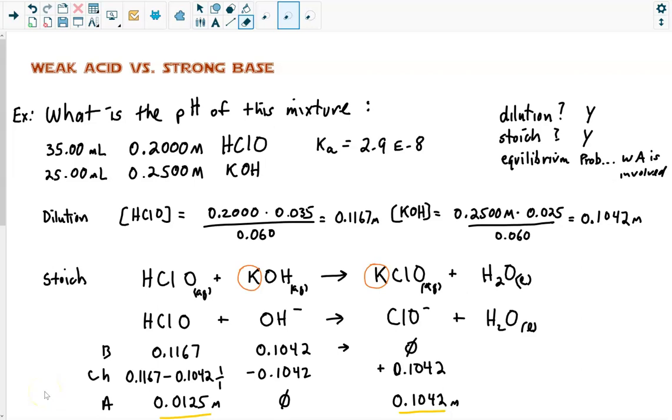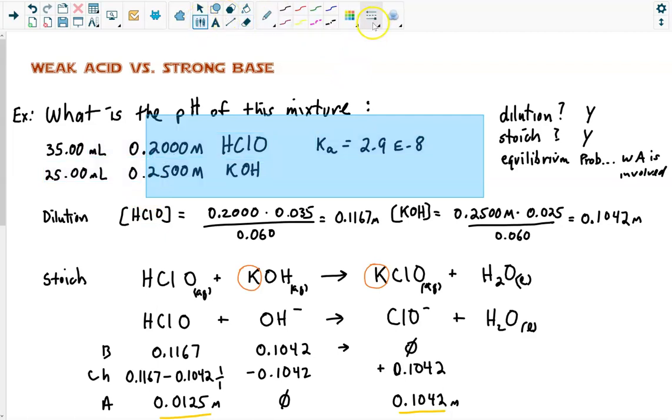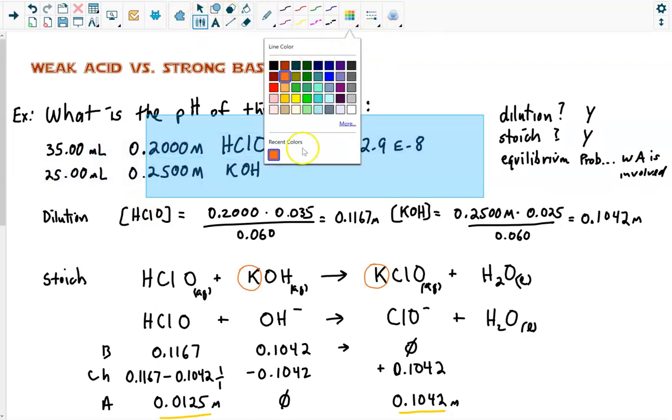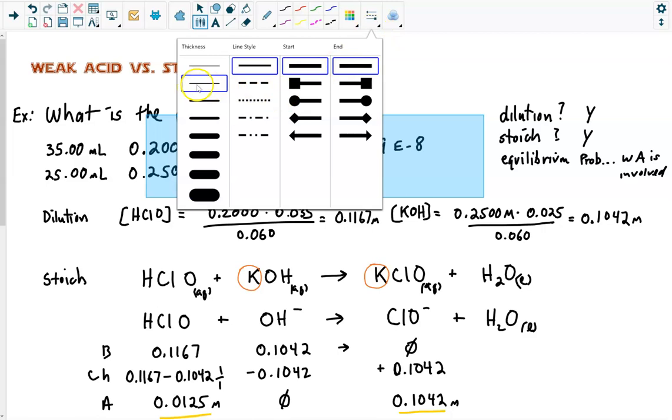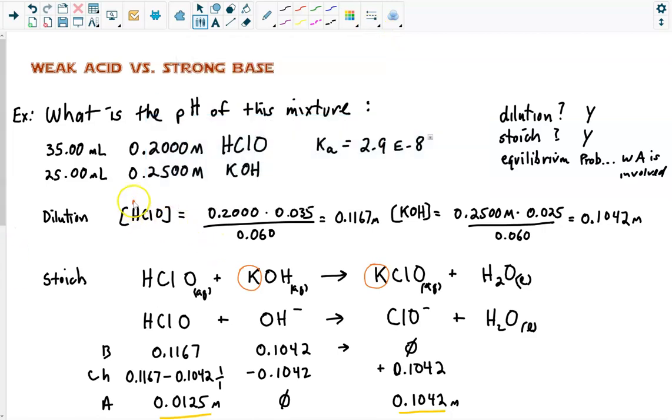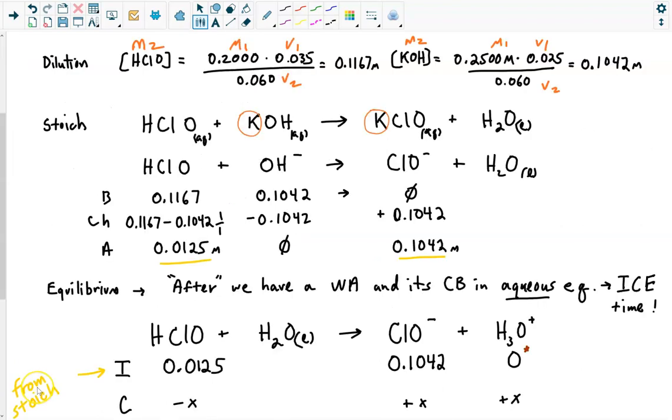All right, let's quickly look at the dilution question. This is the same as we did before. You want to find the molarity of each solution after dilution. So this is the molarity 2. You take your molarity 1 times your volume 1 over volume 2. The same for the KOH, and these are your two molarities at the point where the reaction happens.